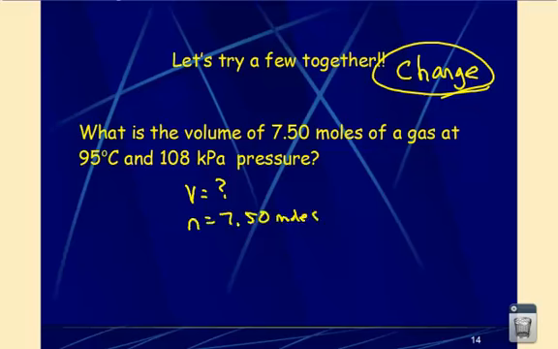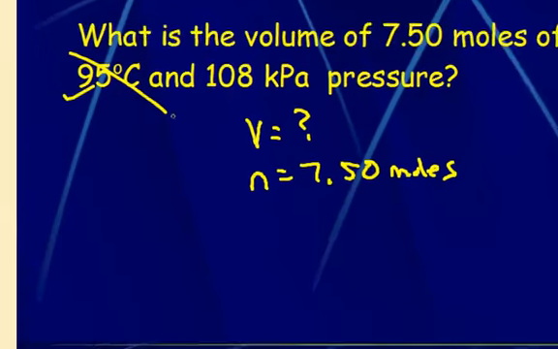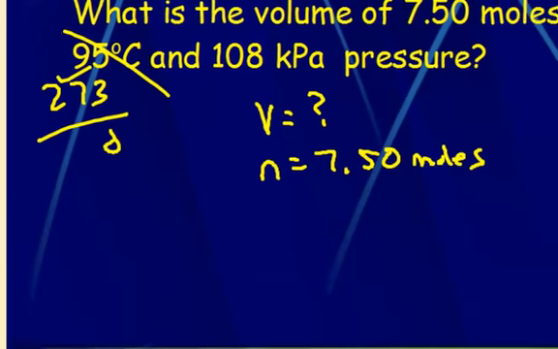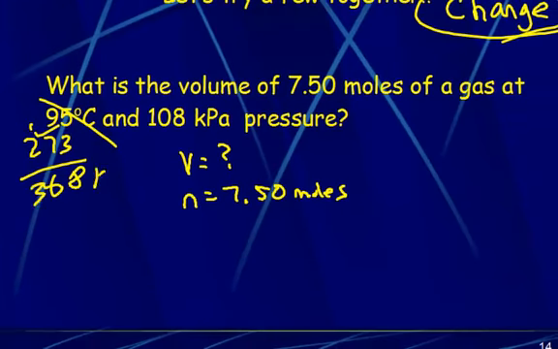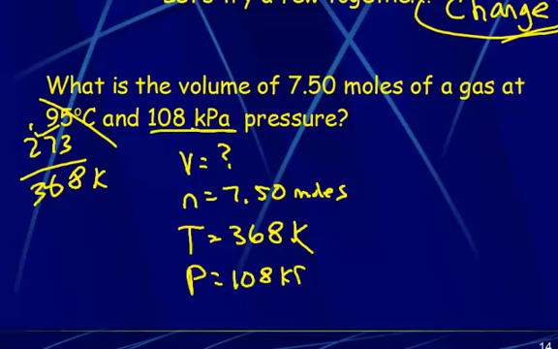7.50 moles, so that's n. Temperature, just like before, we want to add 273 to that, and we get 368 K, so T is 368 K. And then pressure, P would be 108 kPa. So you can see we have the four conditions.